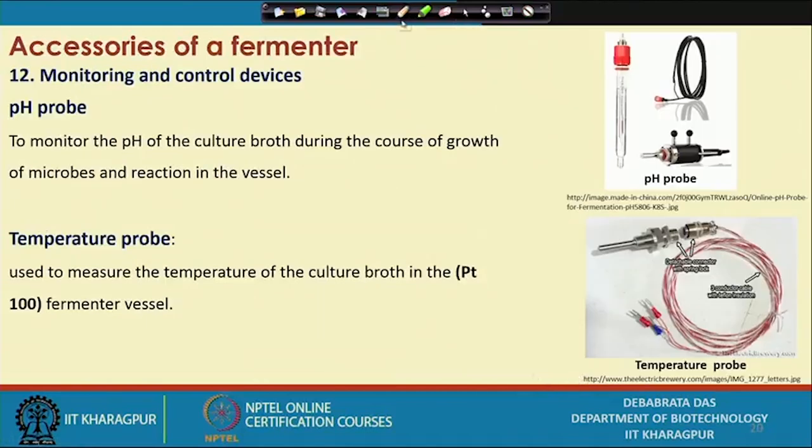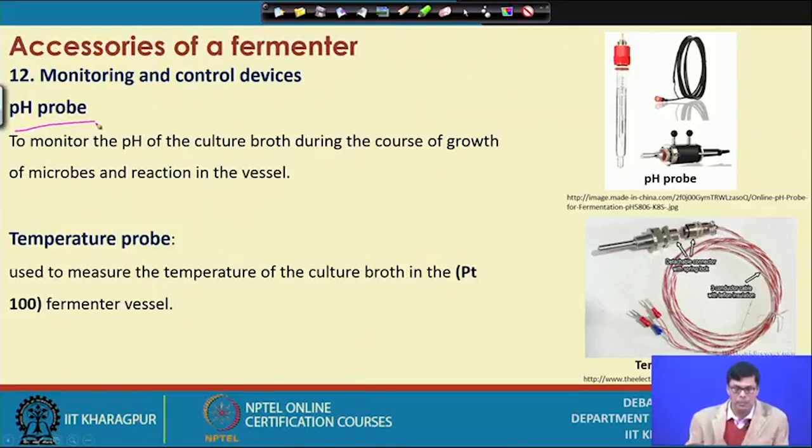Then for monitoring, we required the pH probe. I told you, whenever you use any kind of probe, first you have to calibrate. The pH probe, whenever used, we shall first have to calibrate with respect to our standard pH solution, and the temperature probe also.